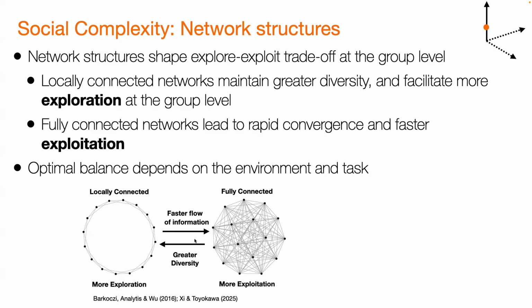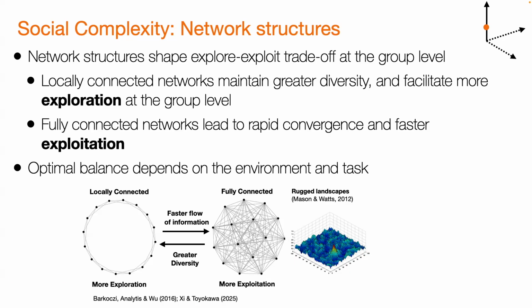In some other situations, where there are fully connected networks, the flow of information is very rapid, and this leads a collective to converge very quickly and leads to more exploitation at the group level. So here, the optimal balance really depends on both the environment and the task. So for instance, some past work by Mason and Watts in 2012 studied this single peaked environment, which also had a bunch of noise, Perlin noise introduced as well. And here, their take-home message is that, hey, fully connected networks lead to better performance.